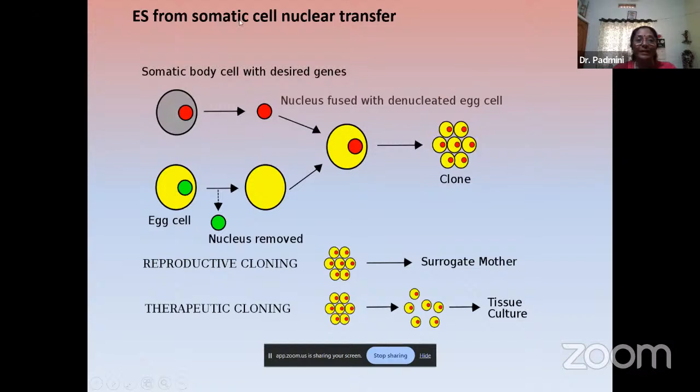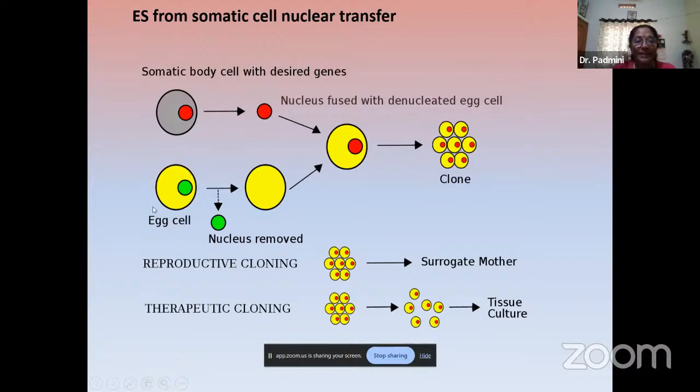This is the somatic cell nuclear transfer. You have taken a somatic cell from any part of the body. It can be a skin cell, a brain cell, a liver cell, whatever cell you want. But the easily available one is our skin cell. You're going to take out the skin cell and remove the nucleus from it. So this nucleus is removed and kept ready.